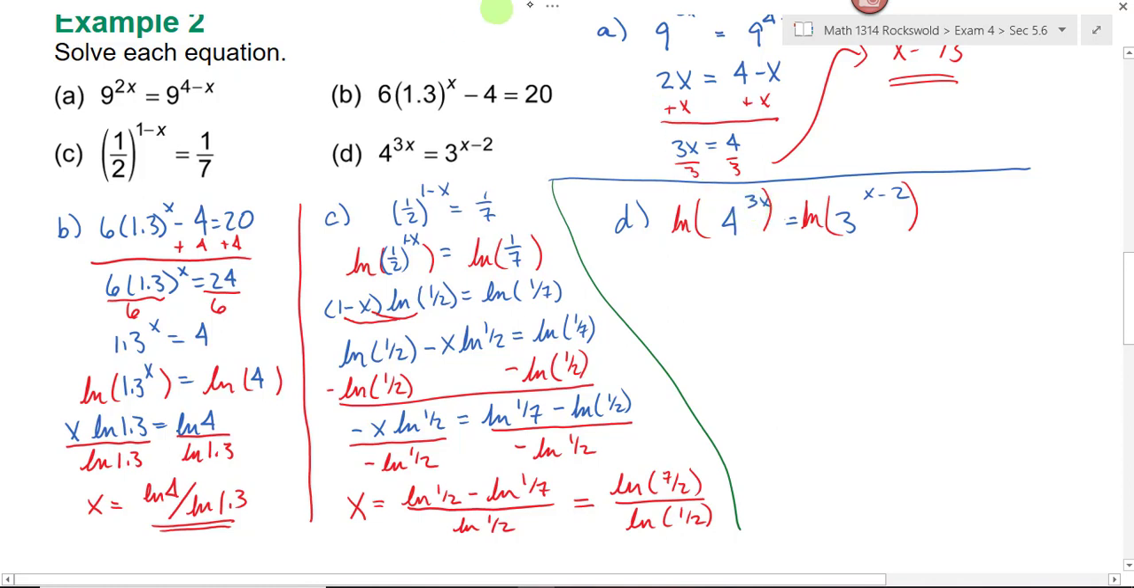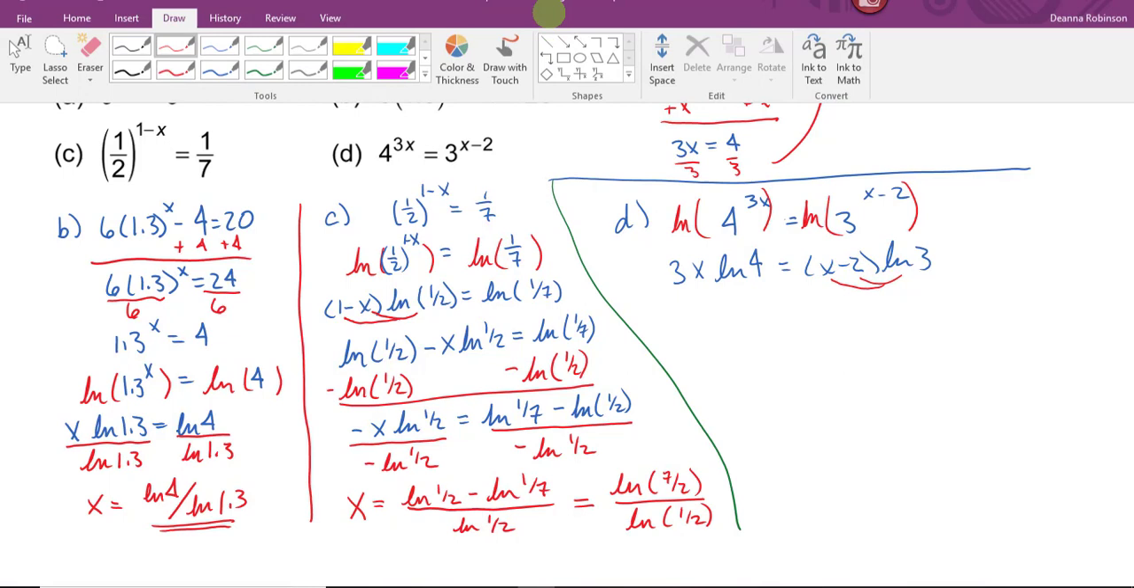Now I rewrite this as 3x times the natural log of 4 equals x minus 2 times the natural log of 3. What's my next step going to be? Distribute. We're going to distribute that constant of natural log 3 across the parentheses.